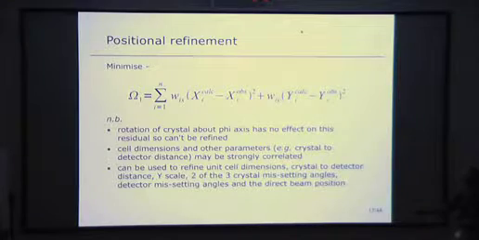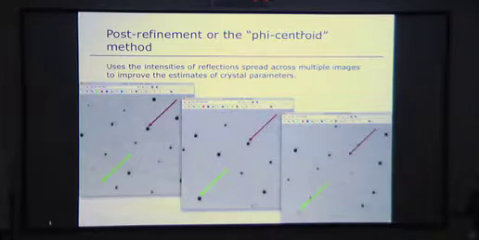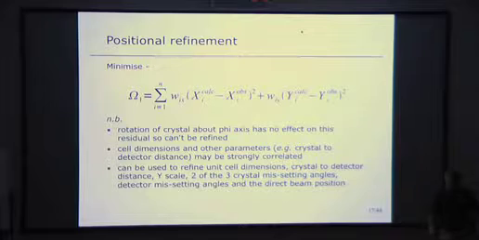However, what I've got here is a list of the parameters that can be refined via positional refinement. So we can refine the unit cell dimensions, we can refine crystal to detector distance, bearing in mind that caveat. The Y scale, which is the apparent size of the pixels in one dimension compared to another dimension. Not all detectors have square pixels. We can refine two of the 3 crystal missetting angles. We can refine the detector missetting angles, so in other words, the tilt and the twist and the rotation, and also the direct beam position.